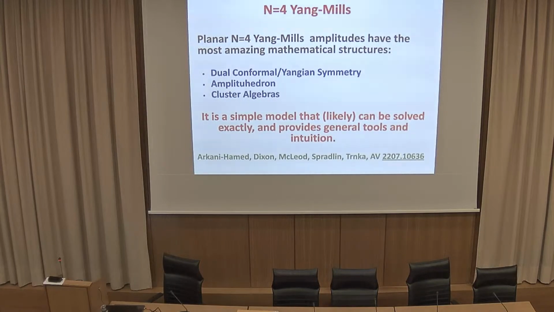Why is that? That is because, of course, supersymmetric Yang-Mills theory has additional properties, such as supersymmetry, and additional symmetries. I'm not going to go into technical descriptions, because each of these words could be a lecture by itself; this is to give you a flavor of what's going on. There's dual conformal symmetry, there's Yangian symmetry, and what I will describe to you is a cluster algebra structure. Many of us view this as a simple model that likely can be solved exactly.